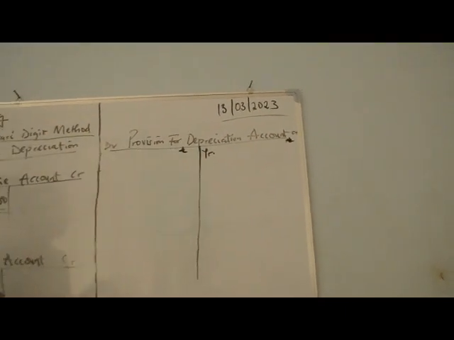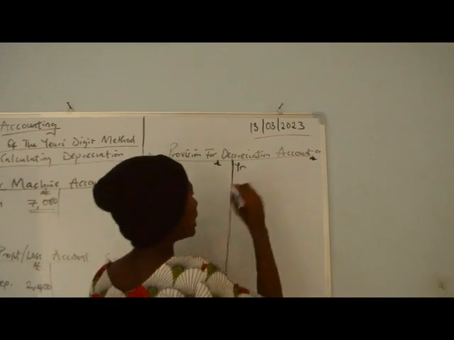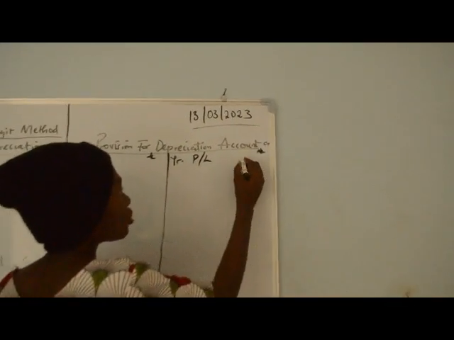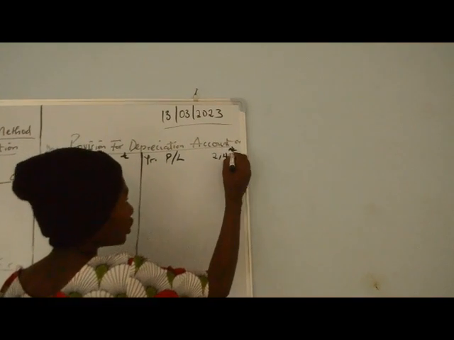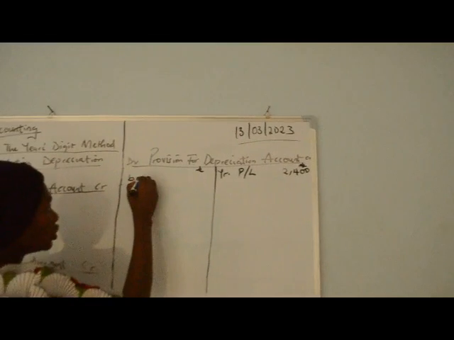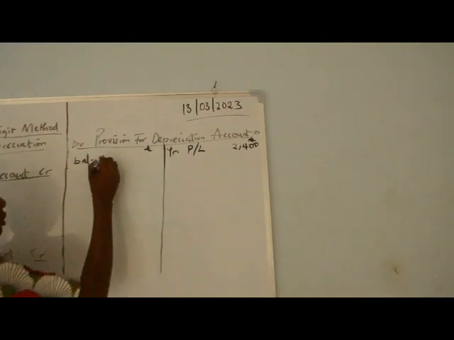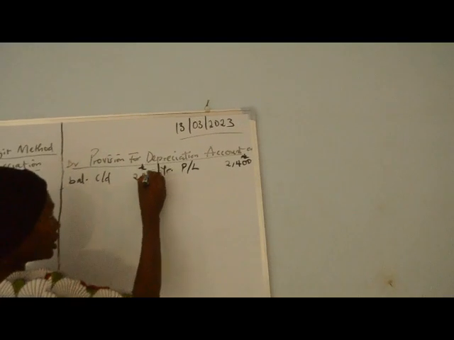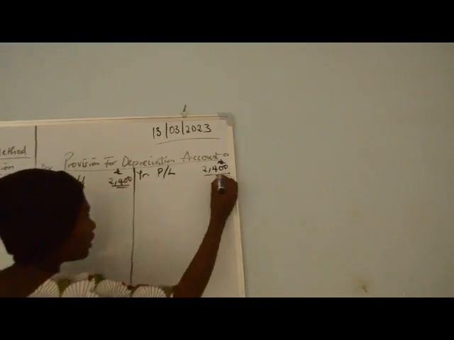Depreciation coming out from the profit and loss account will be using the heading profit or loss, which is 2,400 naira for the first year. Now at the end of the year, you balance your account, balance carry down, which is 2,400 naira, and we are done for the first year.